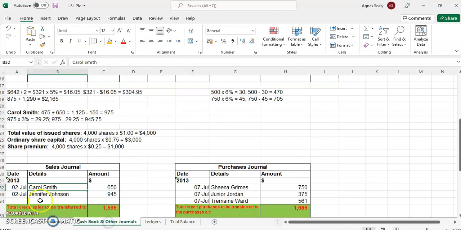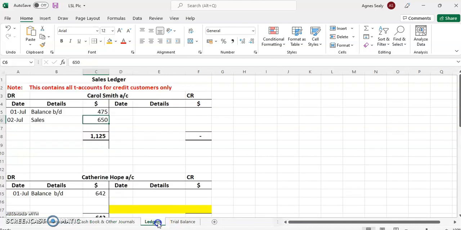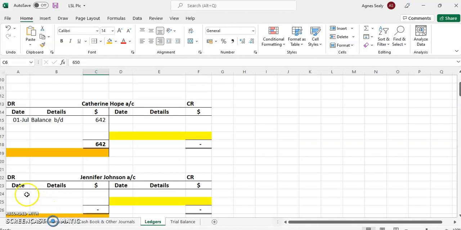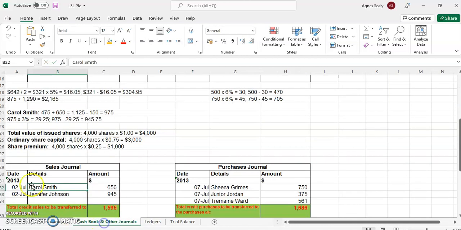And for Jennifer Johnson, there is a sale of $9.45. So her account is debited for that $9.45. So you go to Jennifer Johnson on the 2nd of July, sales $9.45. So we record in from the sales journal.